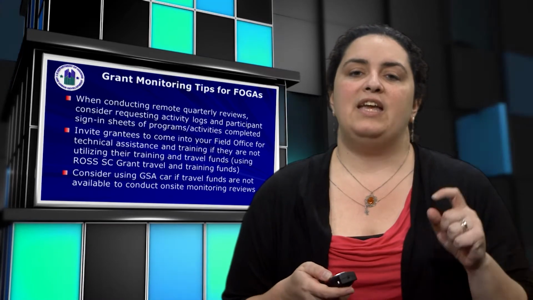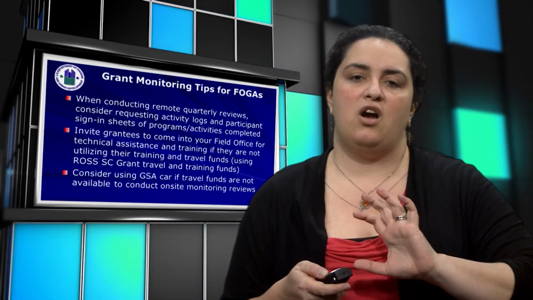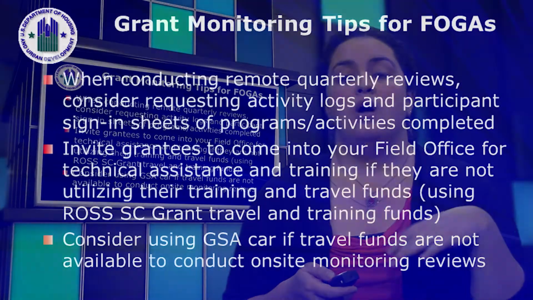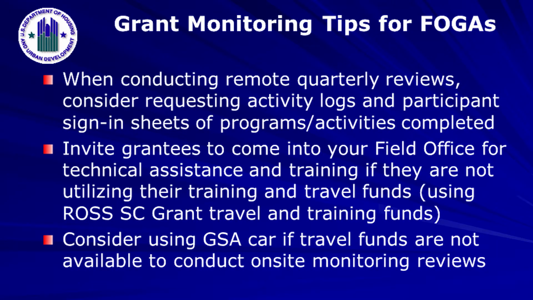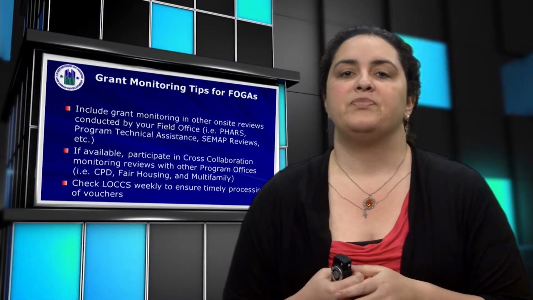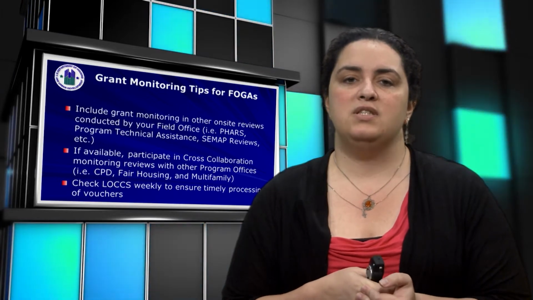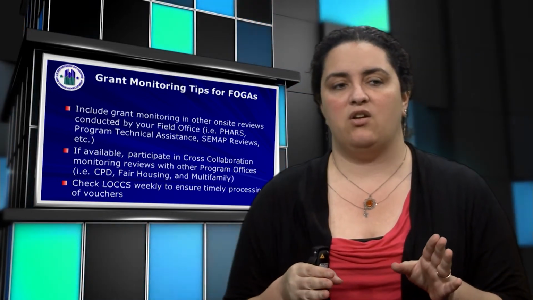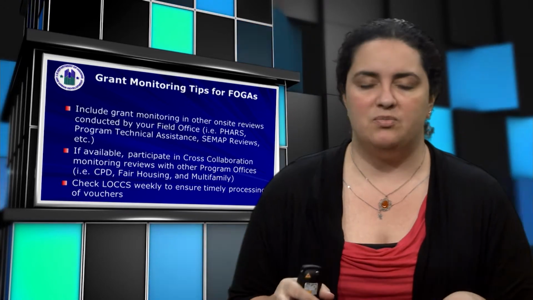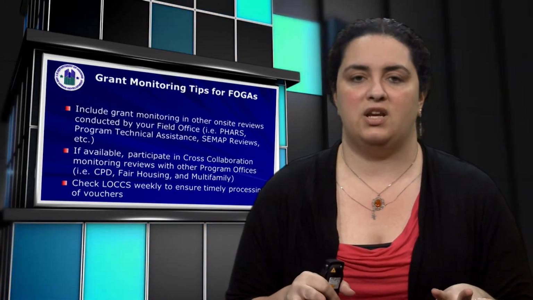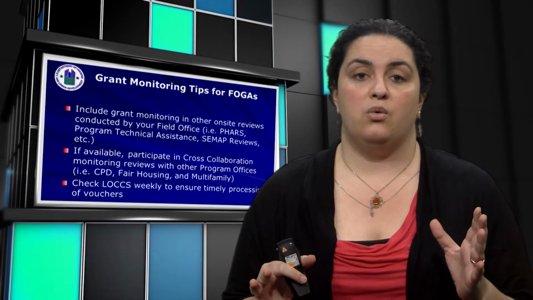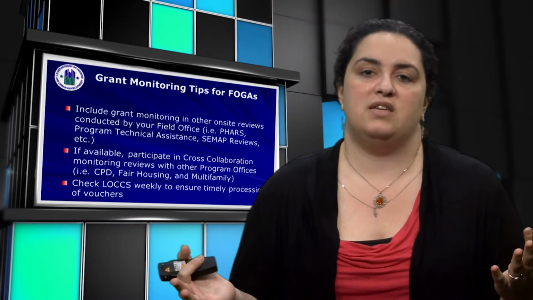But also, if you don't have funds in your office to do on-site monitoring, maybe consider using the GSA car if there are housing authorities within a decent drive from your field office. If you have access to that car, that may be one way to get out and have some face time with your grantees. So we already talked about using grant monitoring on other on-site reviews, all of those different kinds of reviews that your office does. And I know you only get to a very small portion of the housing authorities each year, so just use that as well as you can.